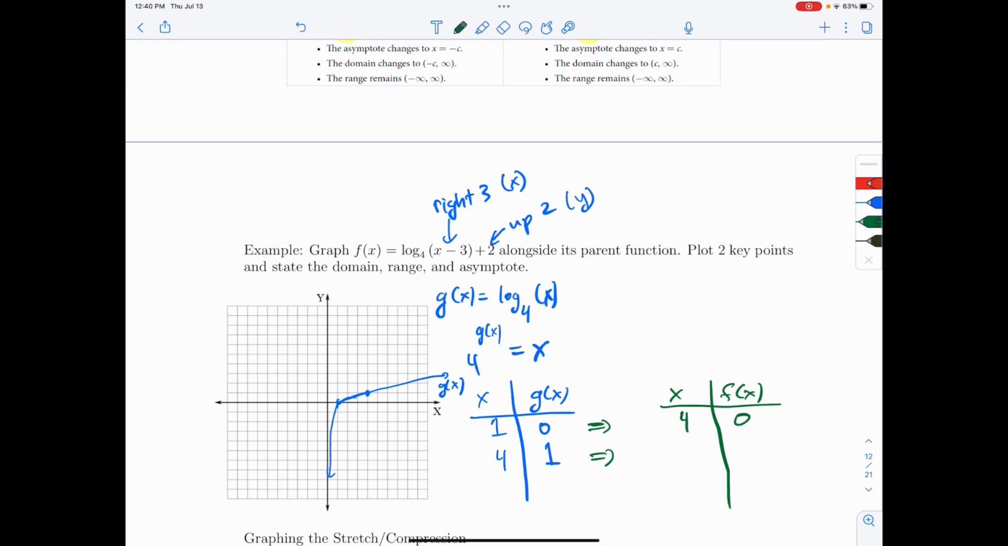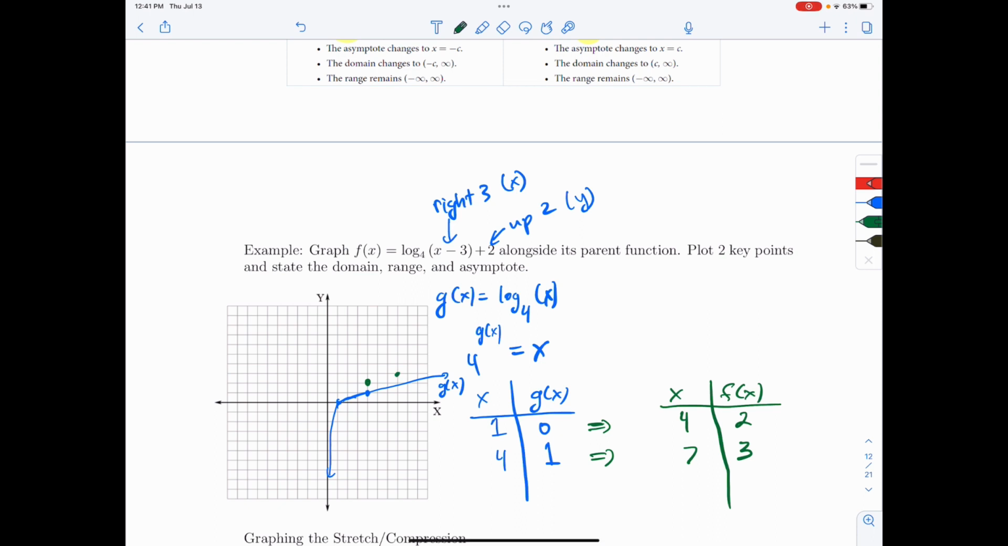And then 4, 1. Oh, I'm sorry. Both coordinates do shift. Both coordinates are going to shift because we have a horizontal shift and a vertical shift. So once again, for x we're going to add 3 to that value, and then we're going to add 2 to the output value, or f of x in this case. So that'll be 4, 2. And then 4 plus 3 is 7. 1 plus 2 is 3. So these are the new coordinates for that shifted function. So I'll go ahead and plot those.